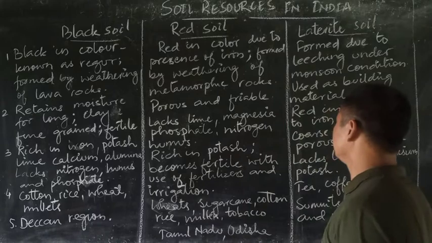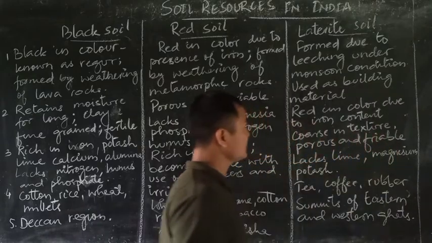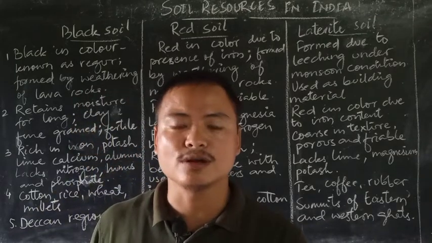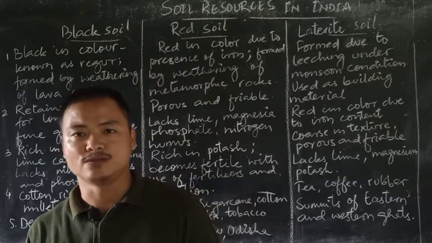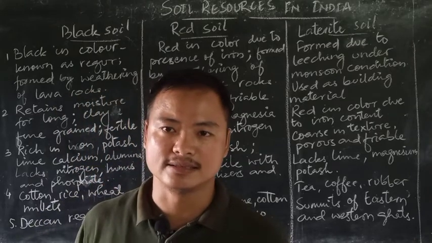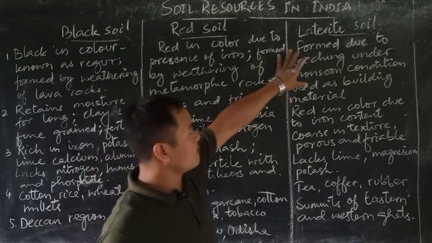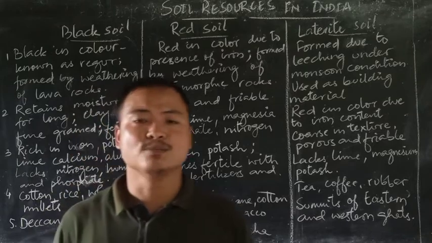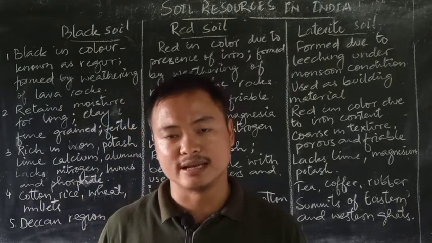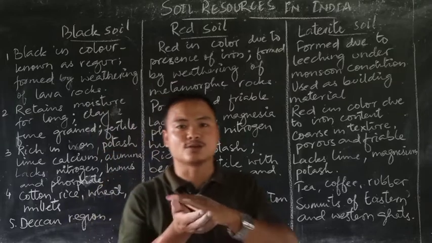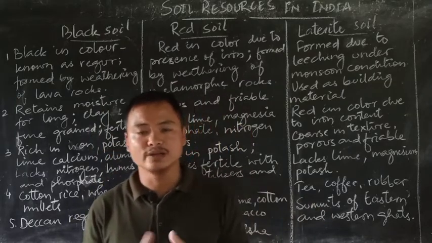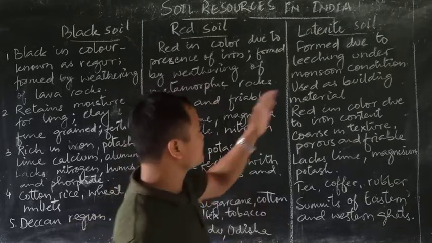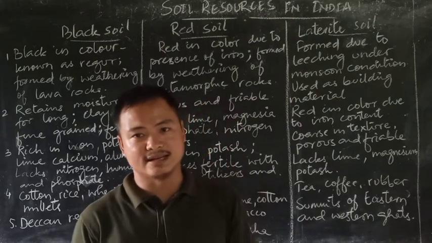Now the lateritic soil, the last one that we see. Lateritic soil is a type of soil which is not formed by weathering of rocks as such. It is mostly formed due to the process of leaching, which is mostly carried out by the agents of erosion. Leaching is a process in which the top layer of the soil is removed. This leaching process leads to the formation of lateritic soil.